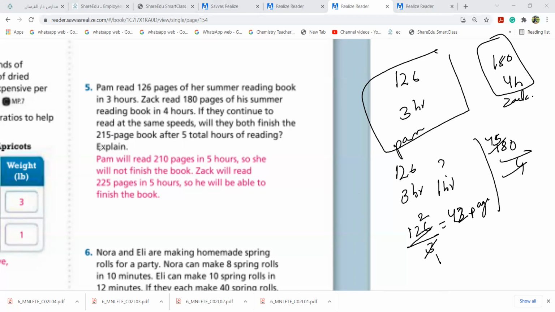Explain. Girls, just write this. Just write this, and that's it, kids. I cannot teach more. I have a lot of.